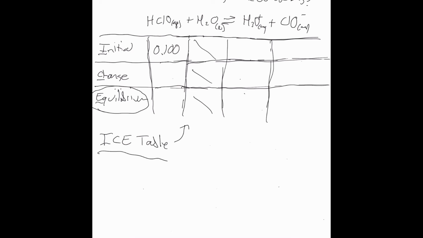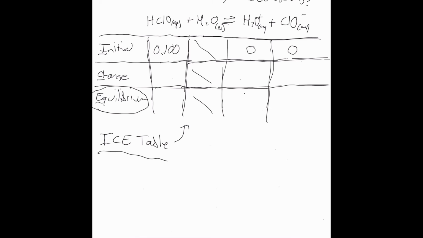Our H3O plus, are we starting with any of that? We're going to say no. ClO minus, no. That's all going to come from our reaction. So our products are all going to come from the reaction. So then what do we represent for change? Like I said, this is an algebra problem, and algebra usually means we have to have variables such as x.